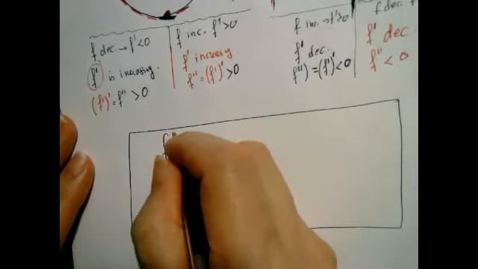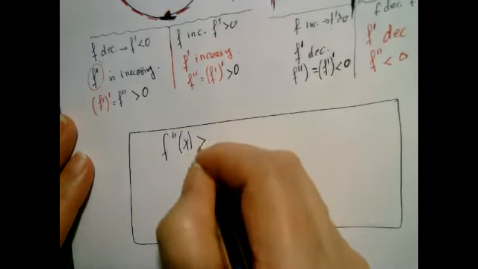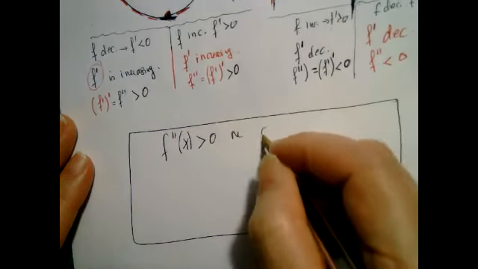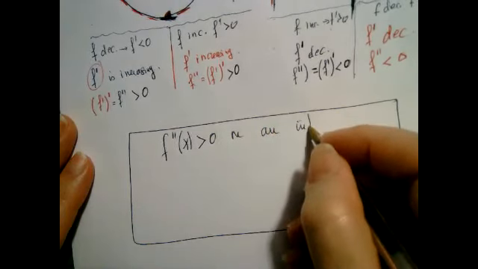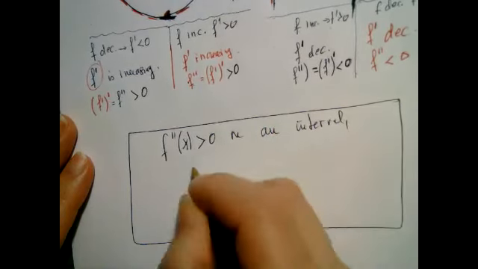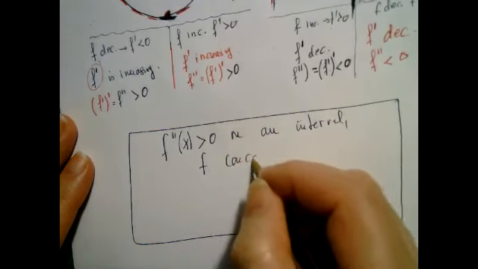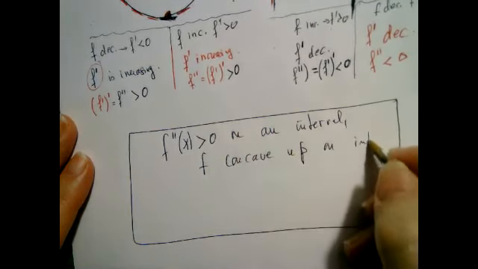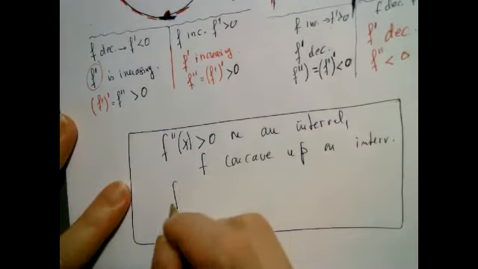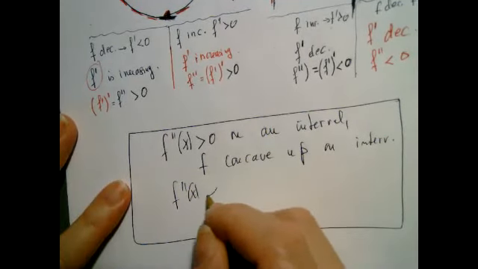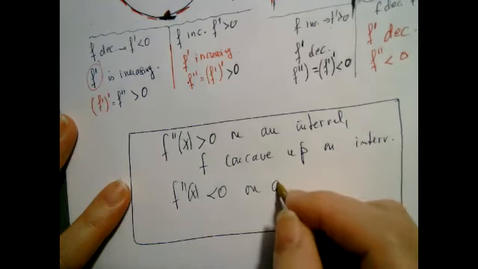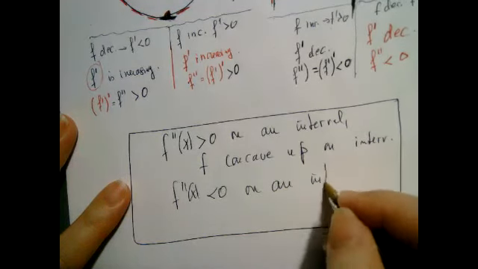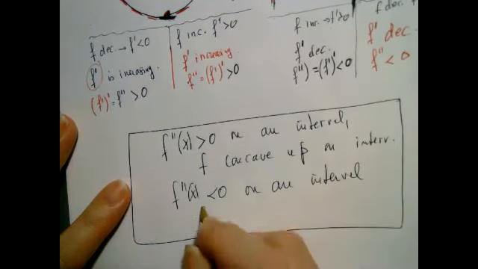If the second derivative is positive on an interval, then f is concave up. If f double prime is negative on an interval, then f is concave down.